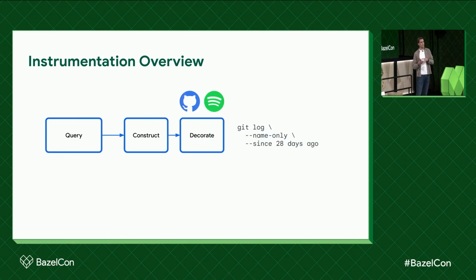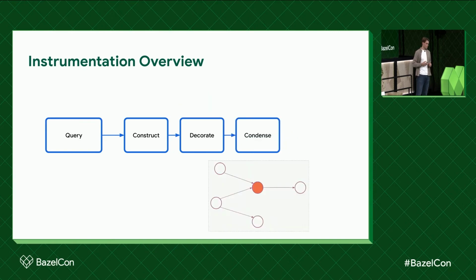With the complete graph on hand, we have a decoration step where we add some additional metadata to the graph, such as internal ownership data and Git contribution data, marking all source files by the number of times they've changed over the last 4 weeks.